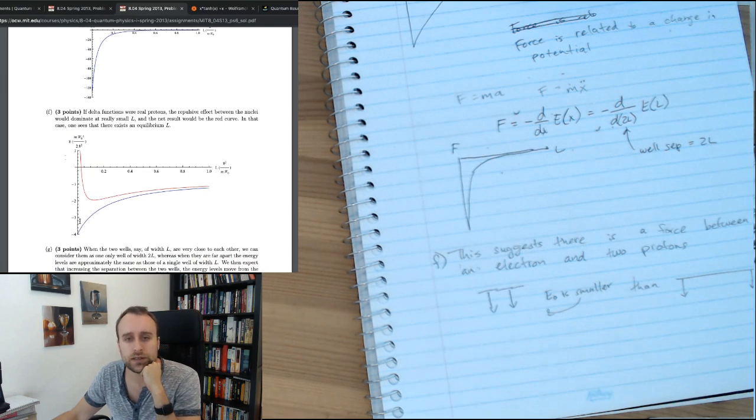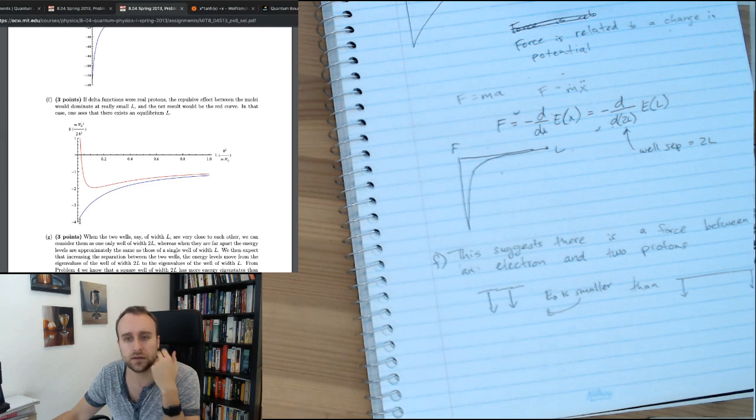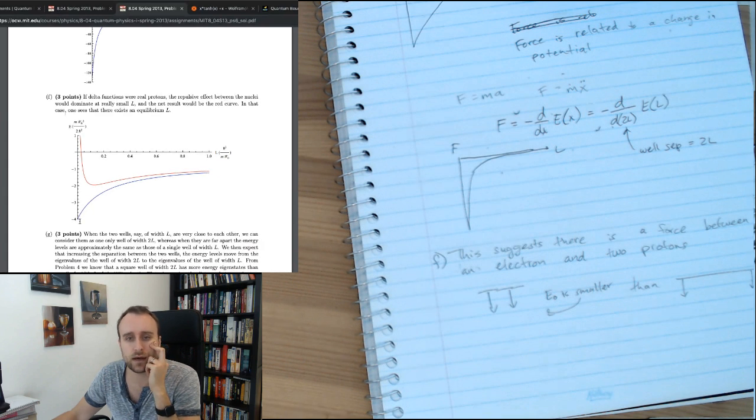3G, when two wells of say width L are very close together, we can consider them as only one well of width 2L. Whereas when they are far apart, the energy levels are approximately the same as those of a single well. We then expect that increasing the separation between the two wells, the energy levels move from the eigenvalues of the well of width 2L to the eigenvalues of the well of width L.